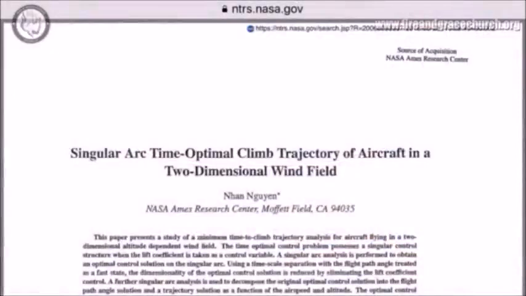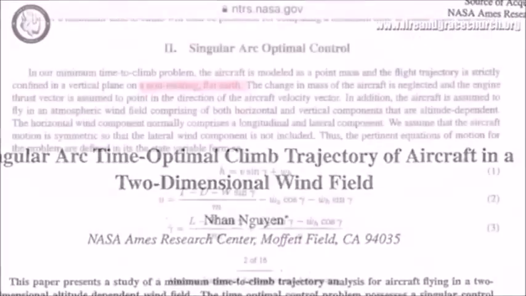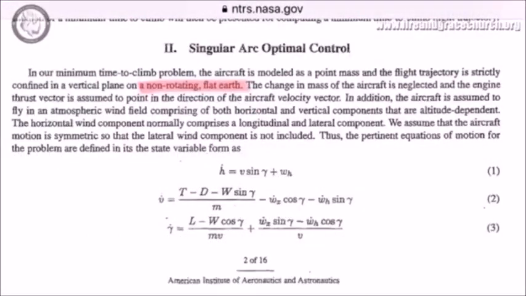Here we go. This is a different one. Everybody see where this came from? NASA.gov. You could interchange CIA.gov, NASA.gov. It's all the same. Okay? They work together. All right? So this document goes on to say, the flight trajectory is strictly confined in a vertical plane on a non-rotating flat Earth. And then they've got this nice little equation here. Thus, the pertinent equations of motion for the problem are defined in the state variable form as, and then they give you the math.